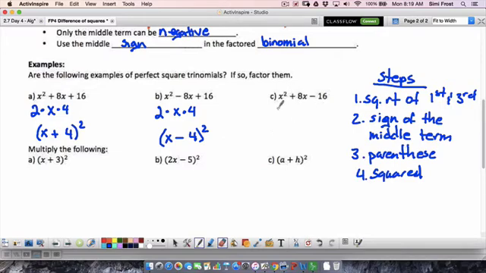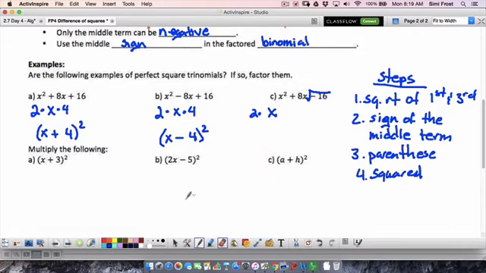Okay, how about this last one? Well, I can take the square root of the first one. It would be x. And when I go to take the square root of the last term, well, here's the problem. I can't actually take the square root of a negative 16. Before, we did have difference of squares, so we did have a negative in the middle there, but that's just a different situation. But I can't actually take the square root of this.